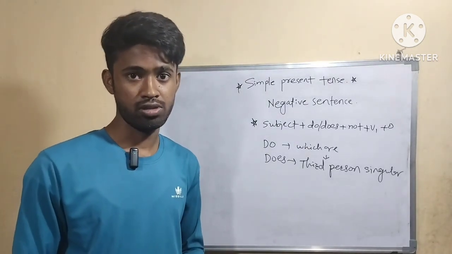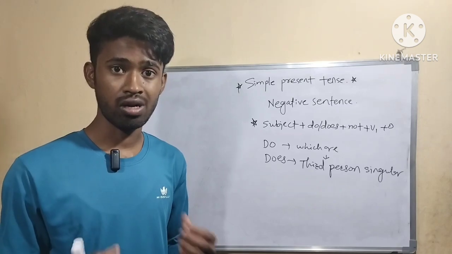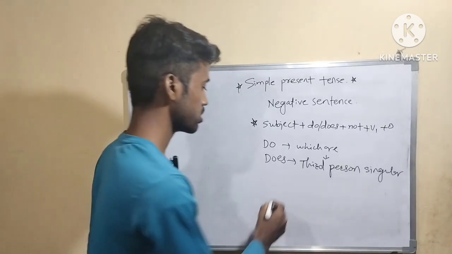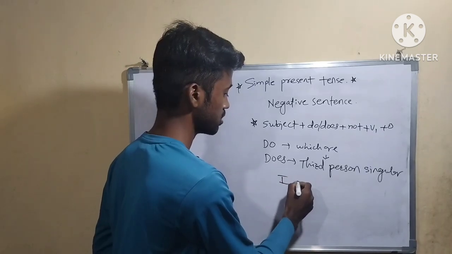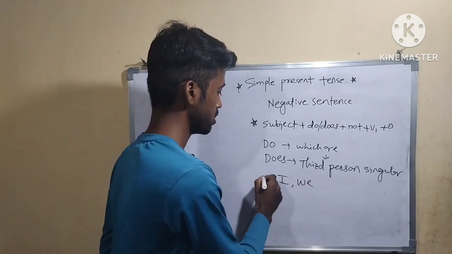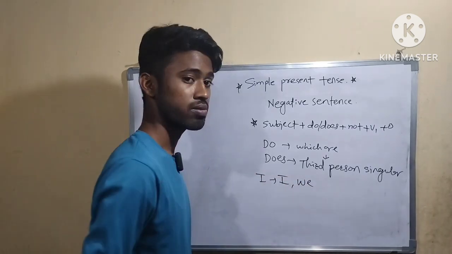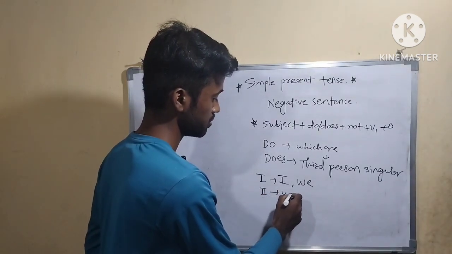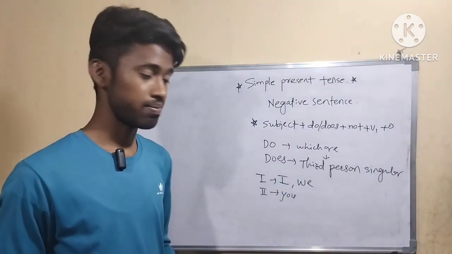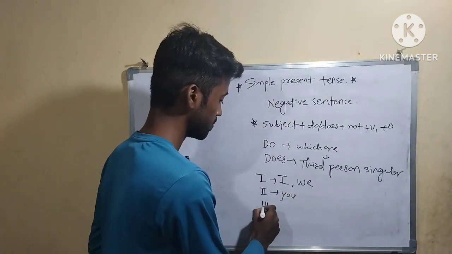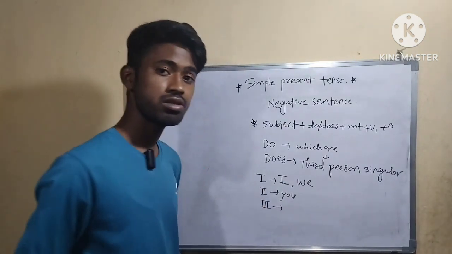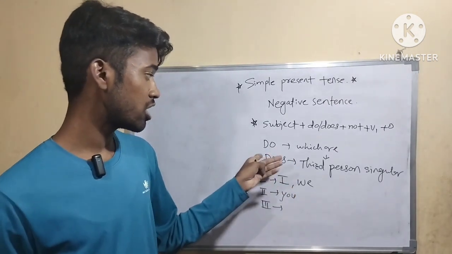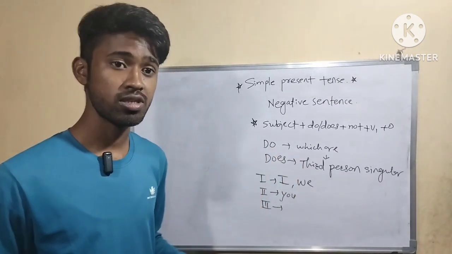First person means where I include myself. For first person only two subjects are there, that is I and we. Now coming to the second person, only one subject is there, that is you. In the last, that is third person. So in the third person we are talking about singular, right? Only with third person singular we use does.